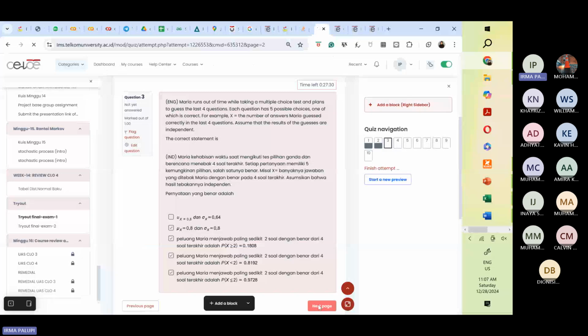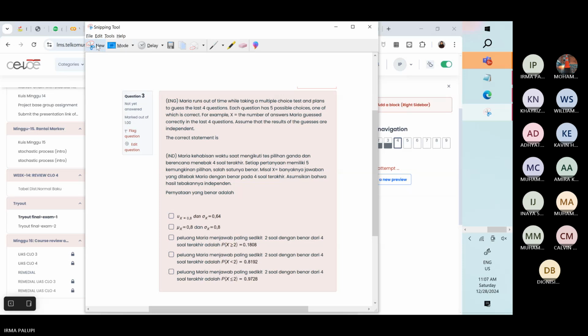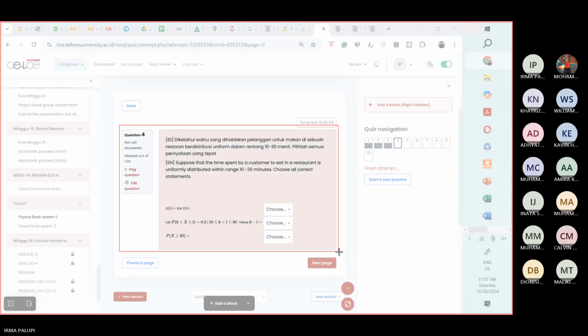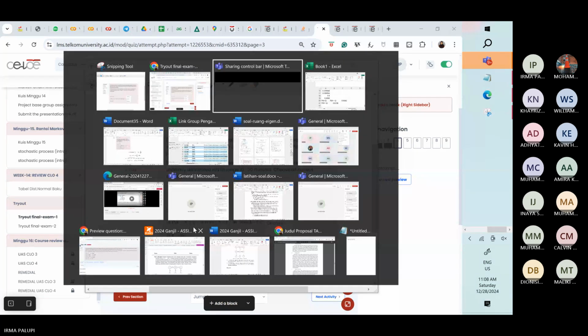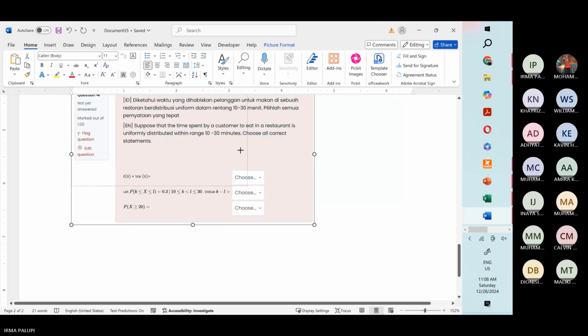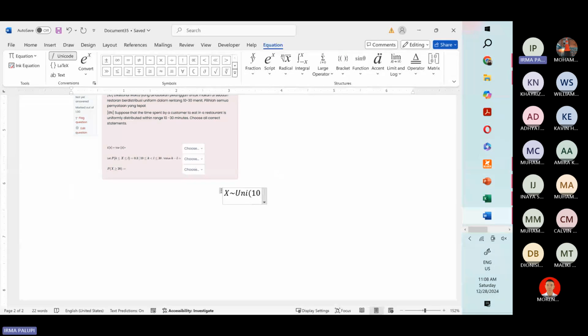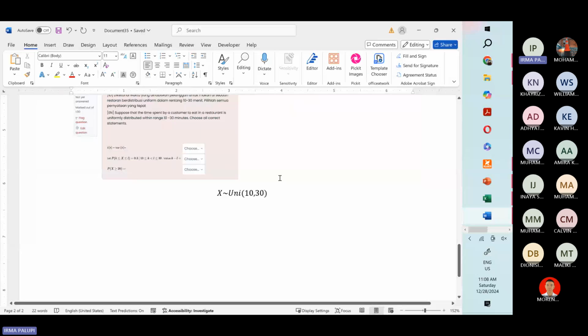Okay, next question. Suppose the time spent by a customer eating in a restaurant is uniformly distributed in the interval 10 to 30 minutes. Choose all the correct answers. So X is uniform distribution with parameters a equal to 10 and b equal to 30, and we need to find the expectation of X.